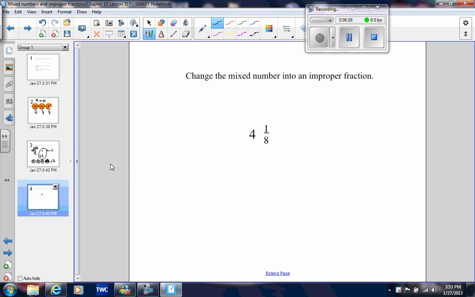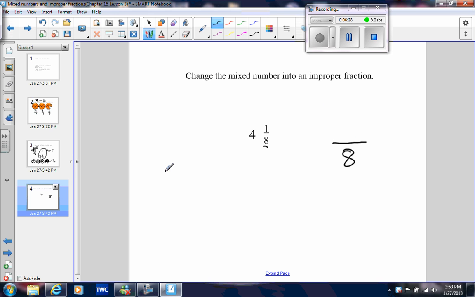Now we can go the other direction. Let's start with the mixed number and change it into an improper fraction. So first I know what my denominator is going to be. It's going to be 8. You can see we've got a denominator of 8. The question is, what's this numerator? How many eighths do I have?